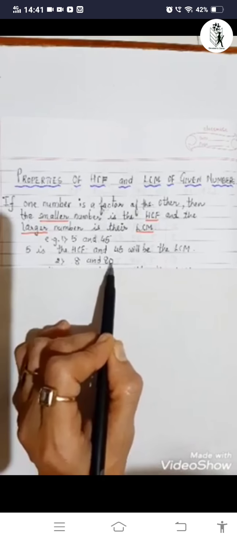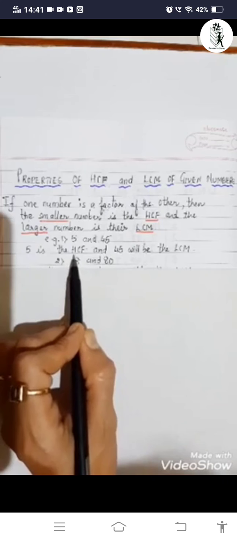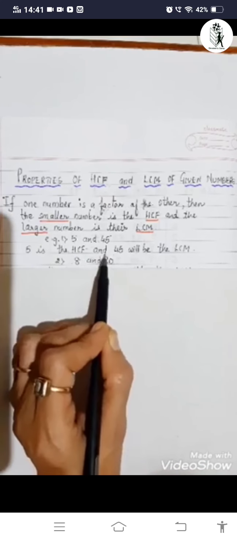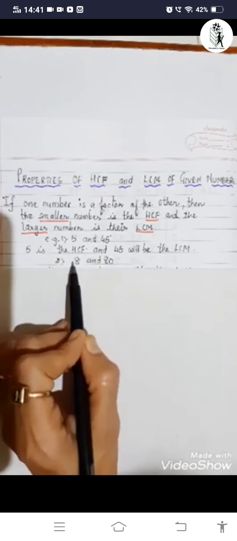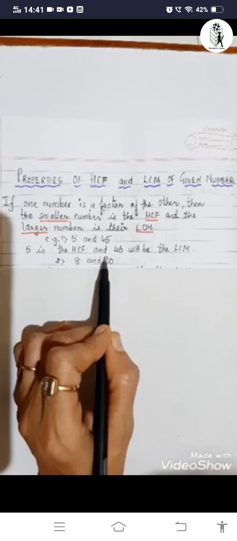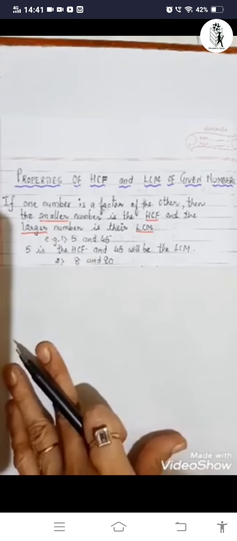So suppose you get such numbers in fill in the blanks. The first thing you have to do is observe the numbers. If the first number is a factor of the other number, the smaller one becomes the HCF and the larger number becomes the LCM. So this is your first property.